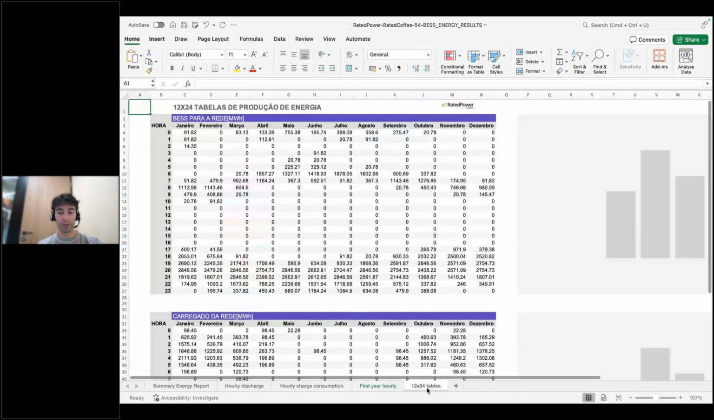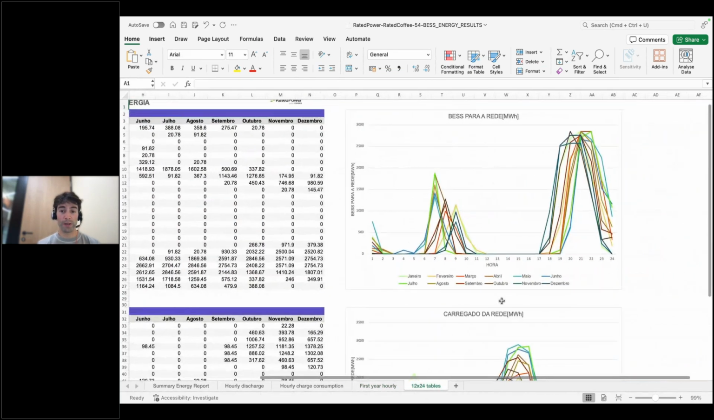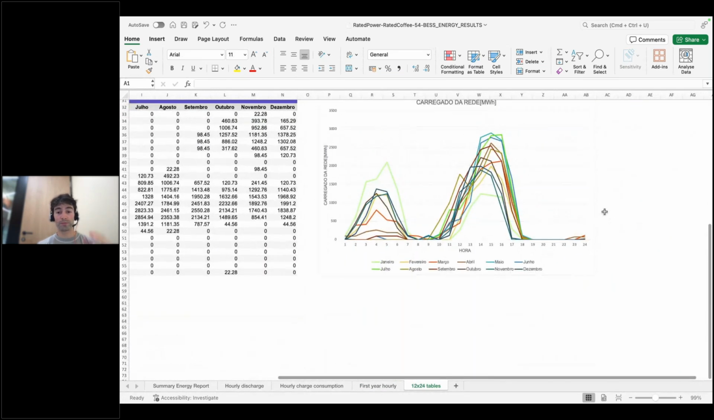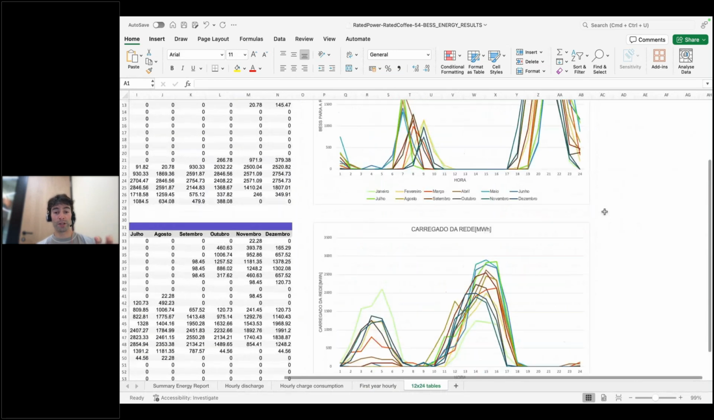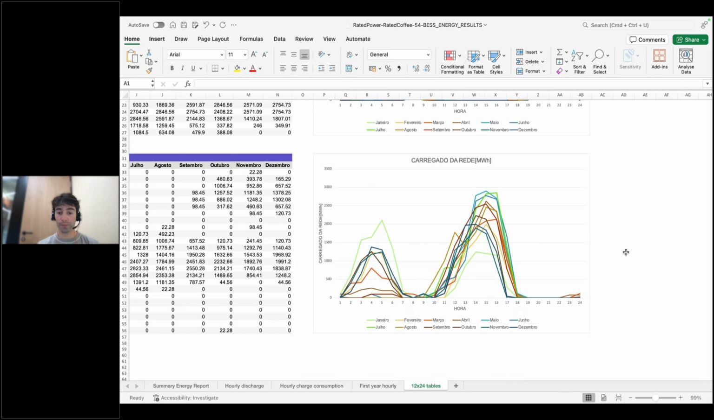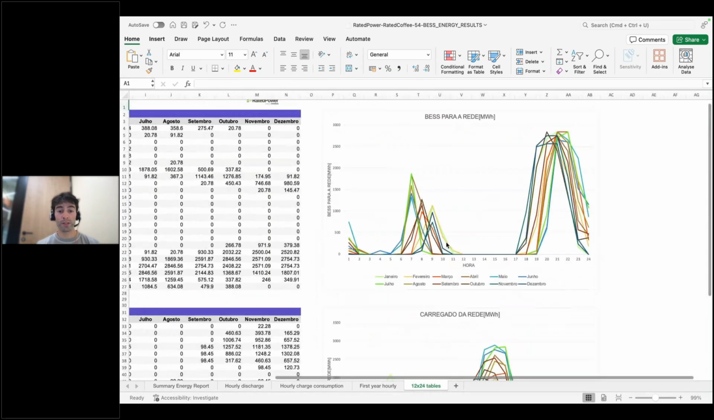You can also take a look at this table right here where you see the energy discharge to the battery and energy charge. So you see here the tendency of the market, how the prices are much lower during these early hours of the day, and then at noon and midday, and that is when the battery is charging. And then you can see the prices are usually higher during the morning and in the evening, and that's when the battery is going to discharge.